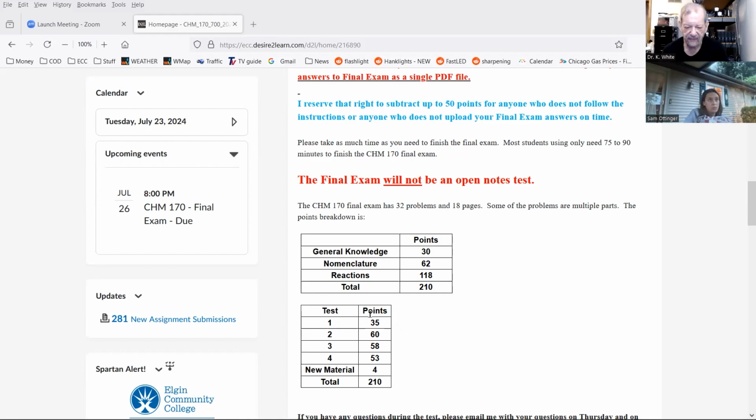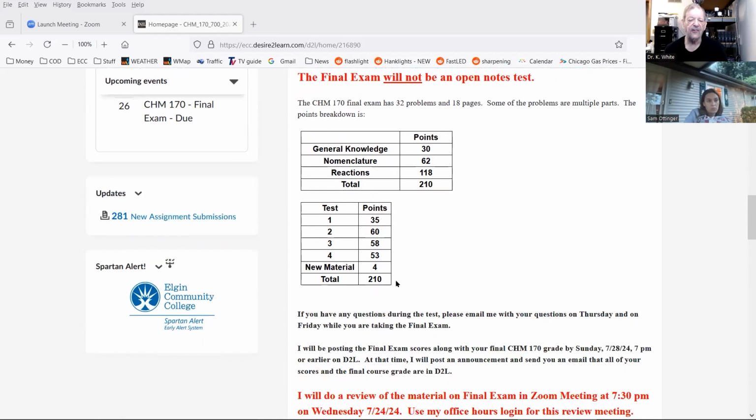Now, for test breakdown, what I did for the final exam also is the number of points from each test. Test number one only has 35 points. Why is that? Because that's pretty small compared to the others. I'm not going to ask you how many carbons are in the longest chain and things like that, because you've already learned that for other chapters, other nomenclature.